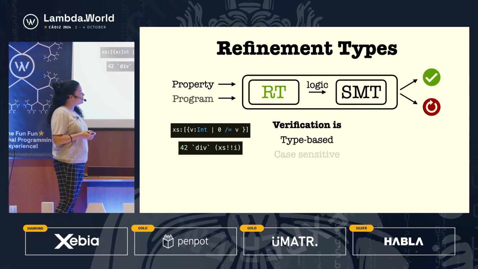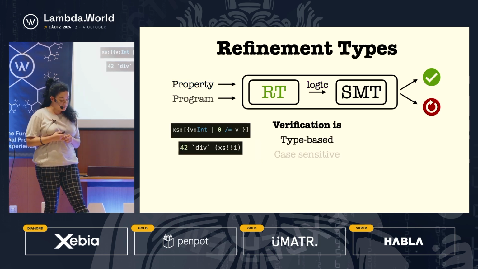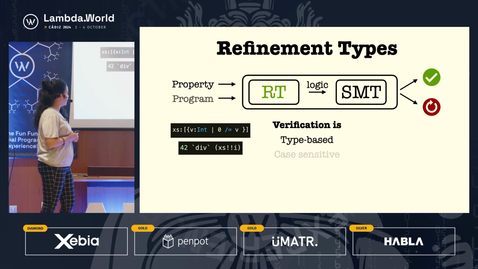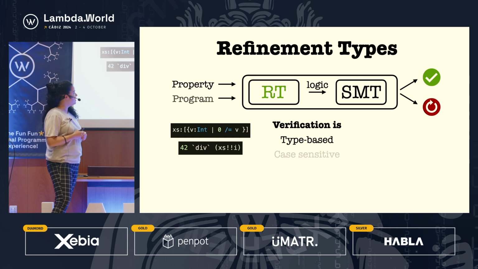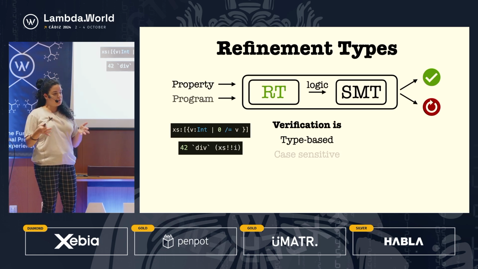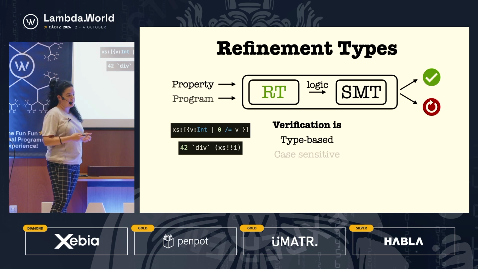And the other nice feature that we saw is that the verification with refinement types is type-based. So we saw that if you have a list, you can refine all elements of the list, and you can say that they are all good. And this is very important because you can describe elements of a collection without using the for-all quantification.